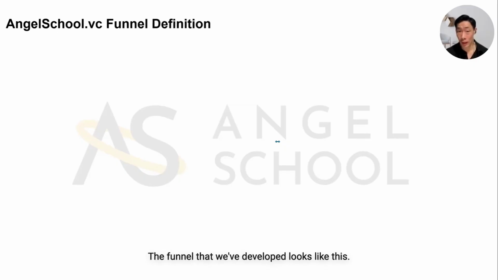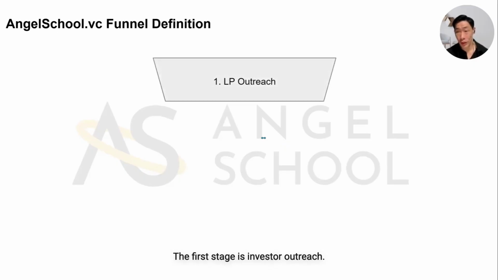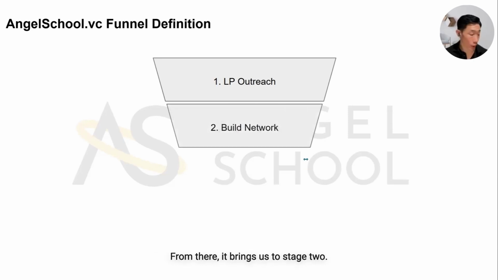The funnel that we've developed looks like this. The first stage is investor outreach. So what is the universe of investors that you target, or the people that come find you? So that's the initial top of funnel pool. From there, it brings us to stage 2. We want to convert them to be part of our syndicate to share with them our deal flow. So stage 2 is building that network.